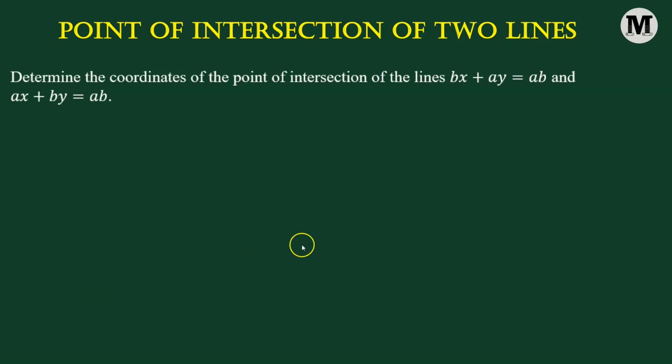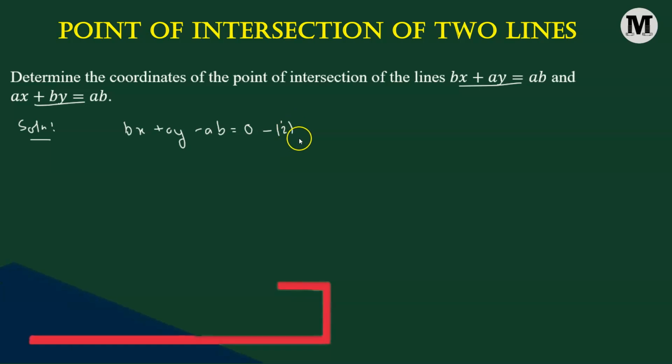Determine the coordinates of the point of intersection of the two lines whose equations are given to us. Okay, let us begin. So here we have the first equation, bx plus ay. Let's transpose ab to the right hand side. We have negative ab equals 0. We're going to label this as equation number 1.